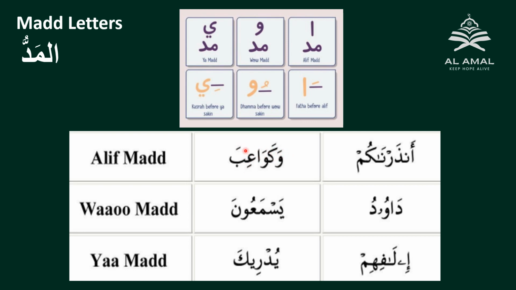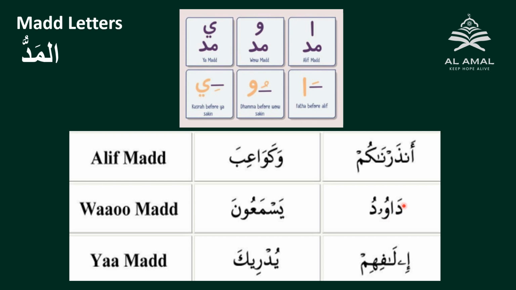Now let's look at the waw mad. For the waw mad, you have to look that before this waw there is a damma. The damma mark shows that the letter below it will be affected. So the letter below the damma will be recited long. For example, there is a small little waw here, and before this small little waw there is a damma. So this letter waw itself is going to be affected and is going to be read long.